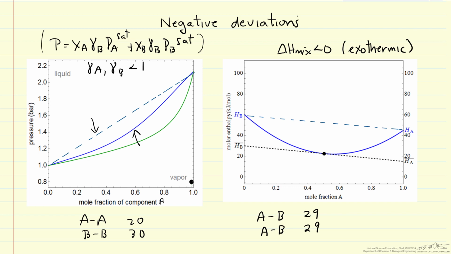You notice the trend in both cases, both the Raoult's law and ideal mixing enthalpies: in both cases the system we're looking at is below the ideal case.